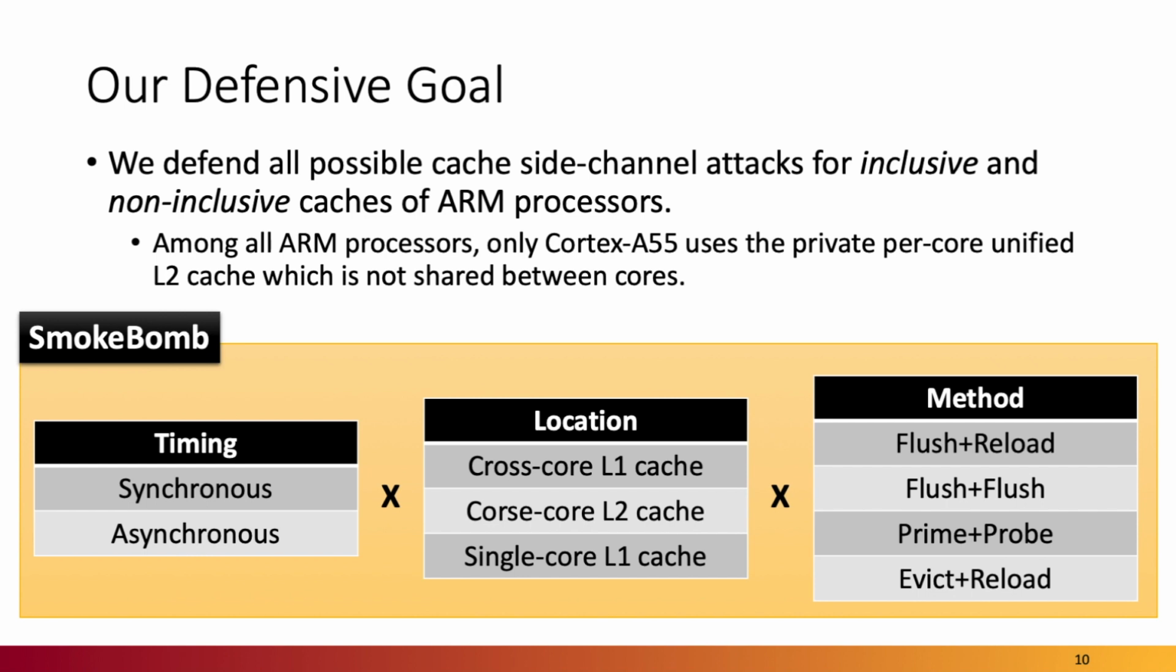In this work, we aim to prevent all possible cache-side channel attacks for inclusive and non-inclusive caches of ARM processors. The reason we couldn't consider the exclusive cache is that among all the ARM processors, only the Cortex-A55 uses the exclusive cache, but there were no available devices on the market. Therefore, we couldn't conduct any experiment using the exclusive cache. As a result, the exclusive cache became out of scope in this work.